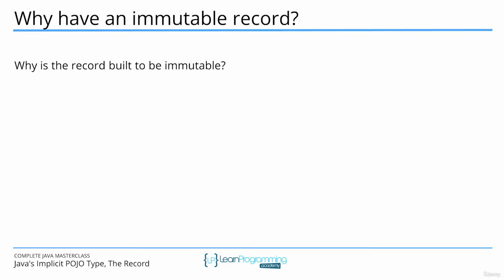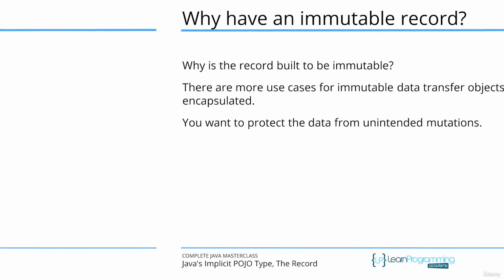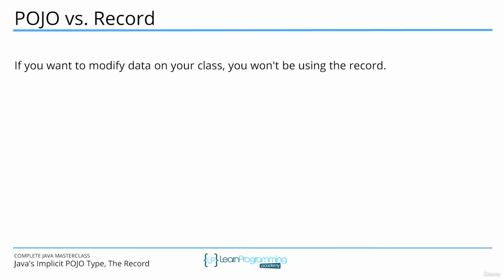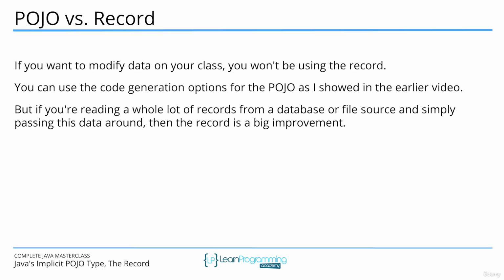Why is the record built to be immutable? There are more use cases for immutable data transfer objects and keeping them well encapsulated. You want to protect the data from unintended mutations. If you want to modify data on your class, you won't be using the record. You can use the code generation options for the Pojo, as I showed in the earlier video. But if you're reading a whole lot of records from a database or file source and simply passing this data around, then the record is a big improvement.